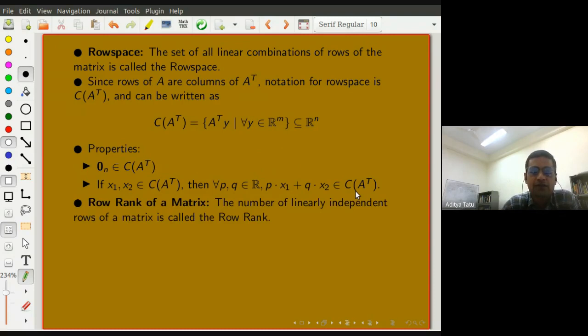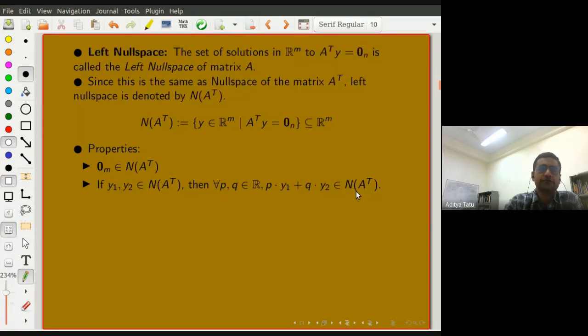So now that we have introduced linear combination of rows, we can obviously define something called the row rank of a matrix. And we have seen this again in last week's tutorial: the number of linearly independent rows of a matrix is called its row rank. Okay, then let's look at the fourth special subset associated with the matrix.